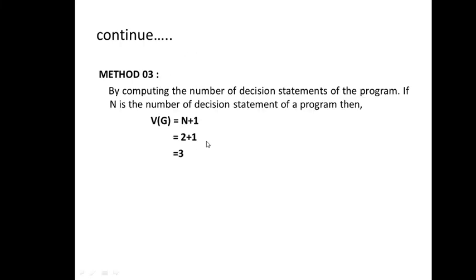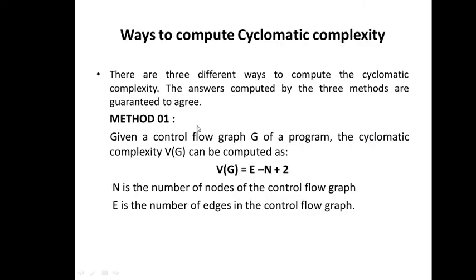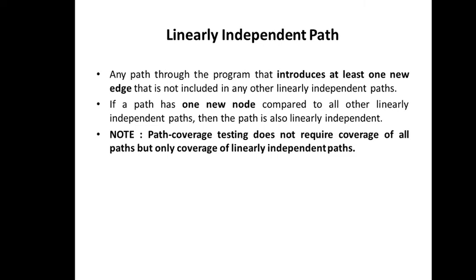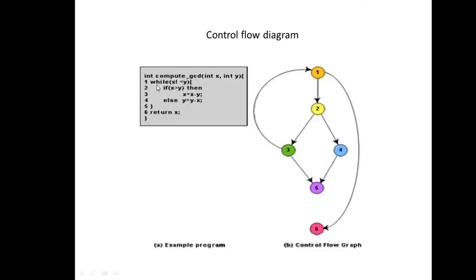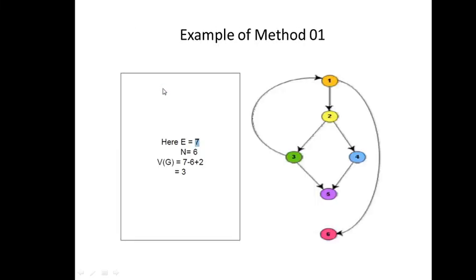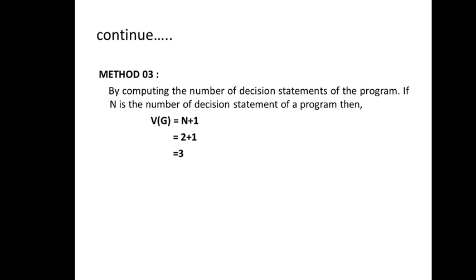Third method. The third method is simply that we can identify it from the code itself, the very simplest method. It says that by computing the number of decision statements, Vg is equivalent to the number of decision statements plus 1. How many decision statements do we have? It's visible. We don't have to look at the control flow graph here. One is a while, where the decision is made, another is an if else. So 2 decision statements were there. So ultimately 2 plus 1, 3. So using these 3 methods, you will get the same answer.